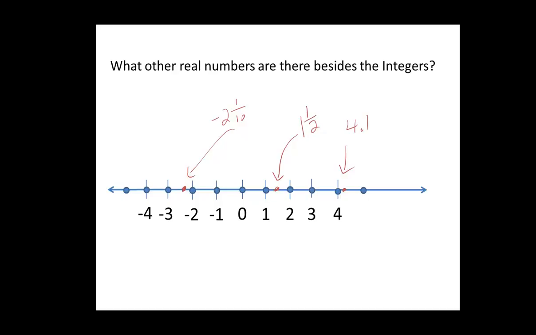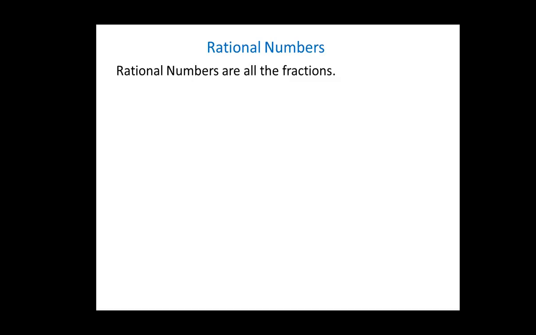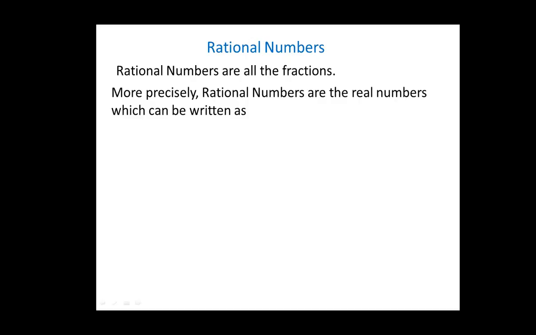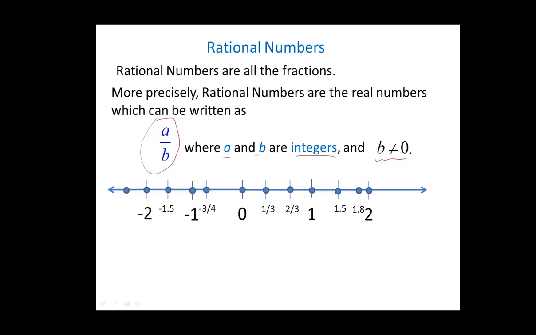So that brings us to another type of number, namely the rational numbers. The rational numbers are all the fractions. To be a little more precise, they're the numbers which can be written as a over b. We're really going to define a fraction here. It's a divided by b, where both a and b are integers, and we have to make sure the denominator is not 0. So this is the form that gives us fractions or gives us rational numbers. There's a few of them on the number line. I certainly didn't write down all of them, but that's some of the rational numbers.